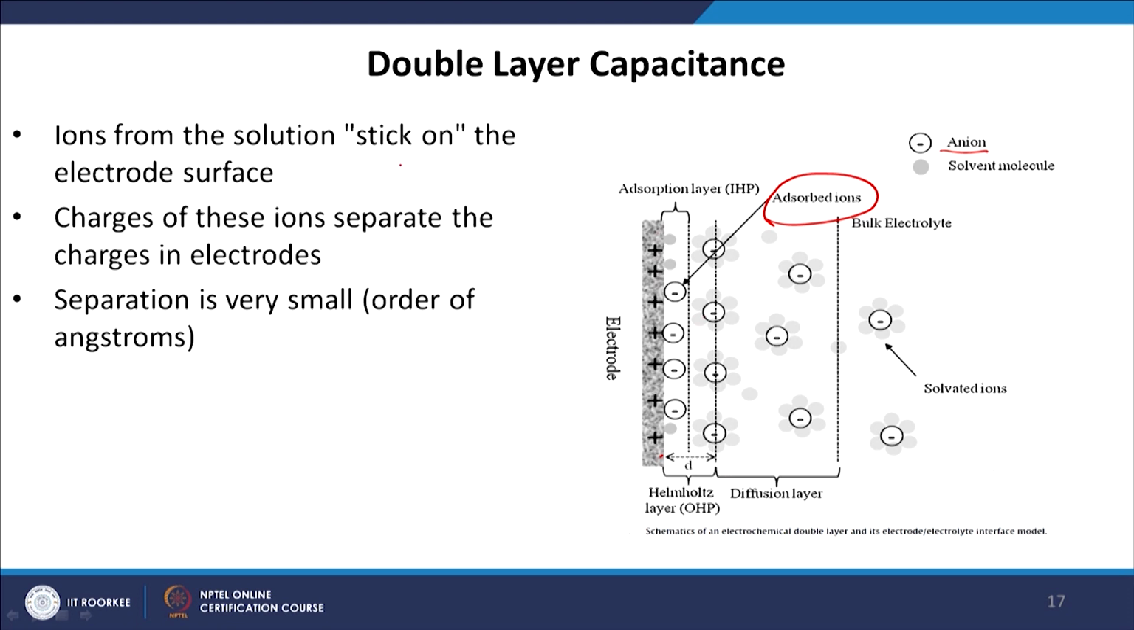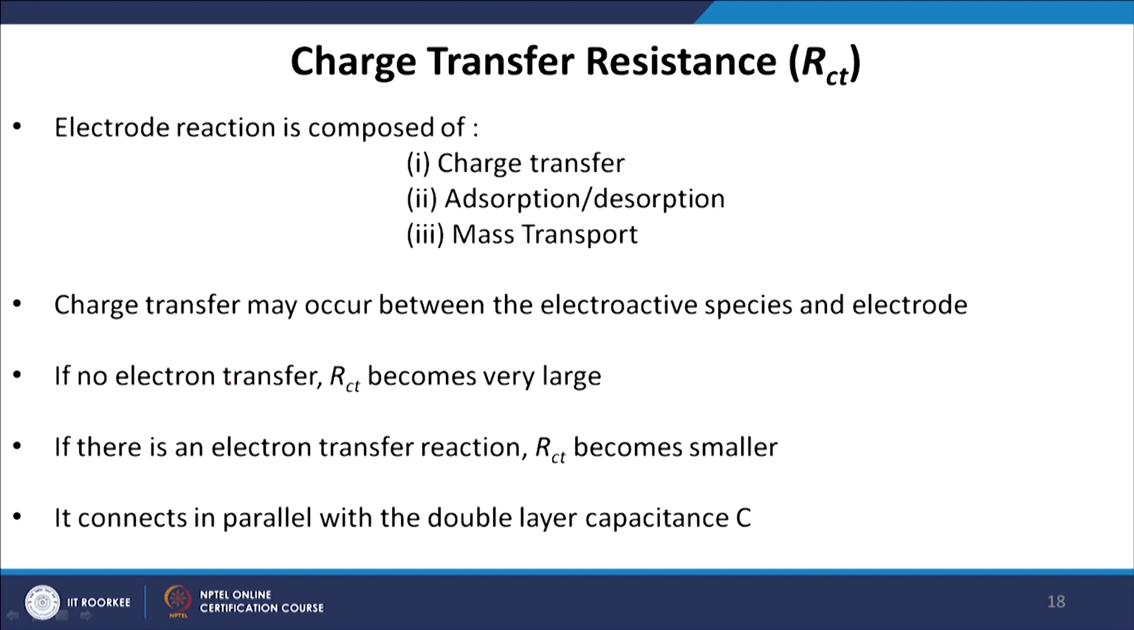Ions from the solution can stick on the electrode surface, as you can see here. The charges of these ions separate the charges in the electrode. Since there is a charge on these ions, they pull only the opposite charge close to them, and the separation is very small, on the order of angstroms. The third part in this case is the charge transfer resistance, RCT.